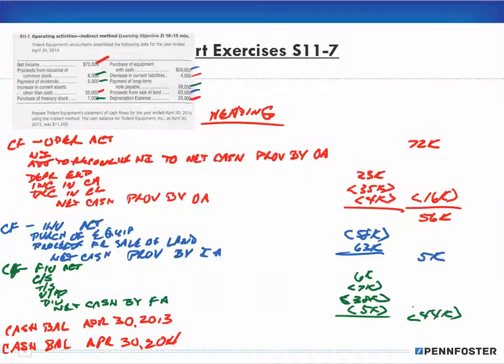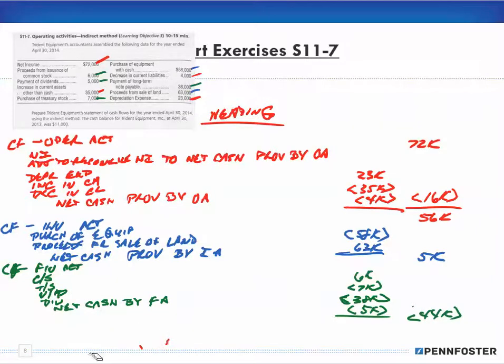So then we have the net increase in cash, sorry. Net increase in cash, which is the $56,000, the $5,000, the $44,000, which ends up being $17,000.